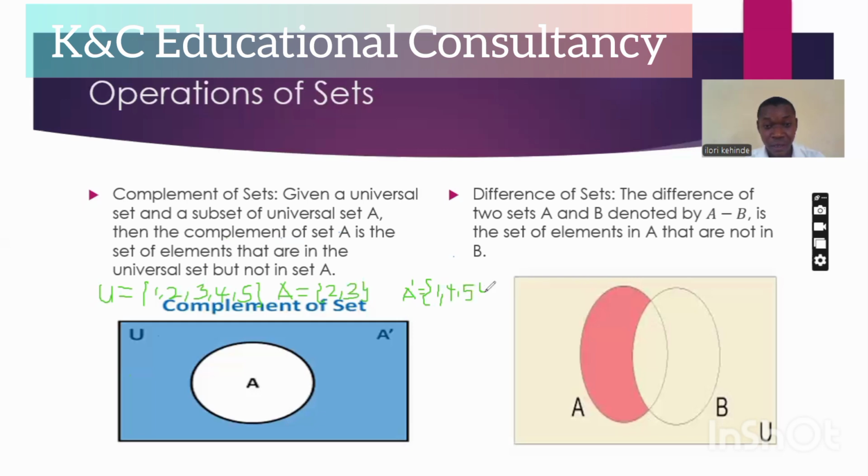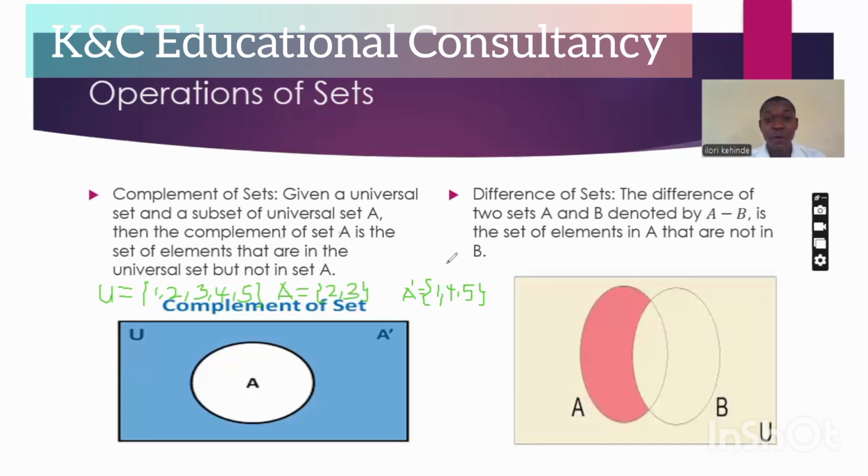So this is what gives you what? A complement of a set. That is, you just remove the set A from U. The subset that remains gives us the complement of that set A.